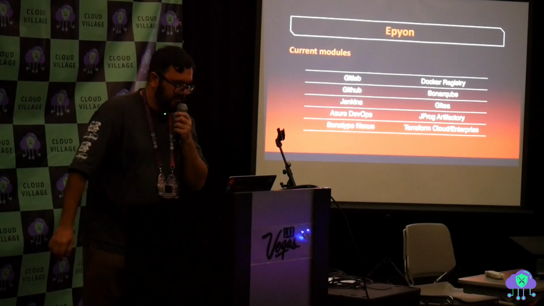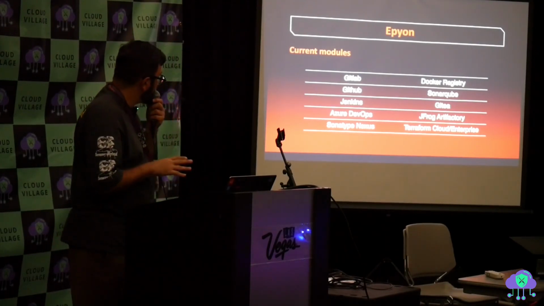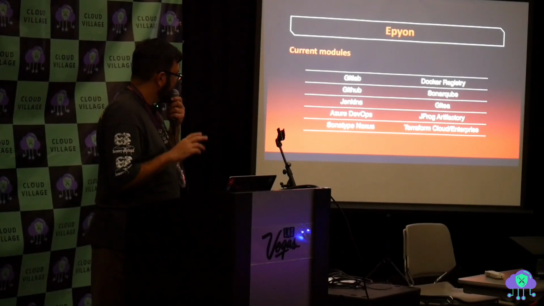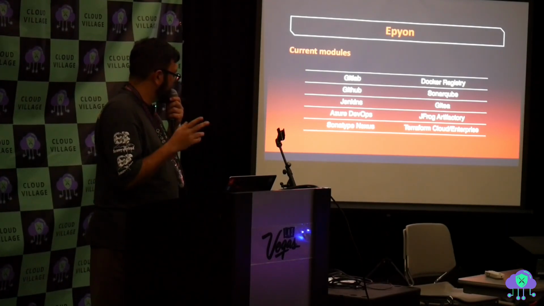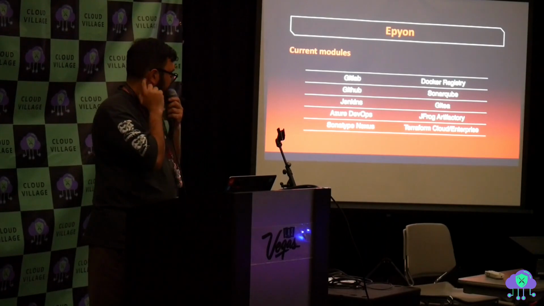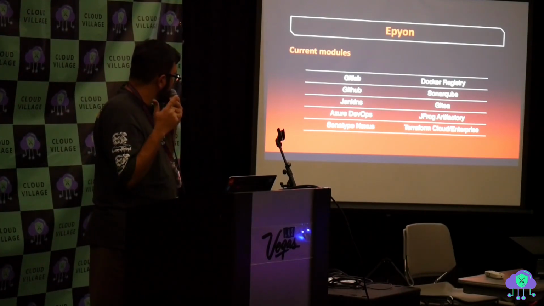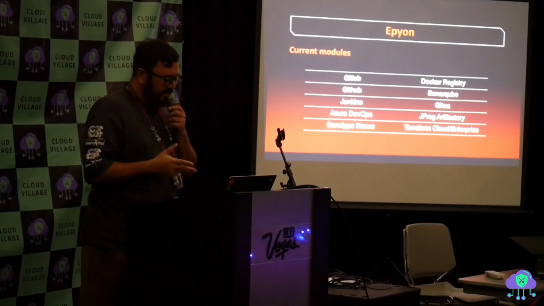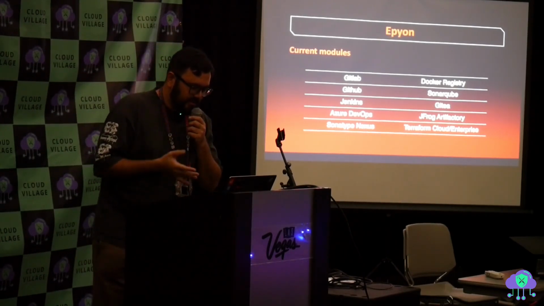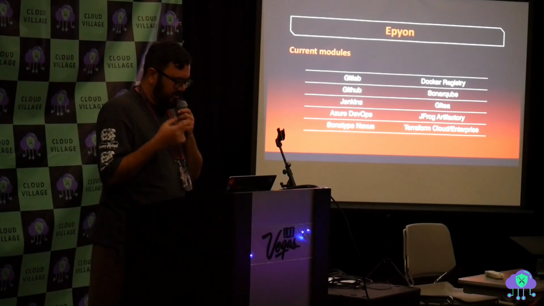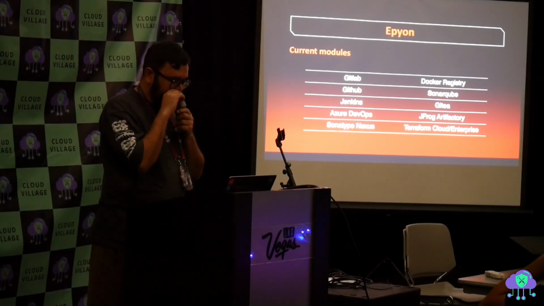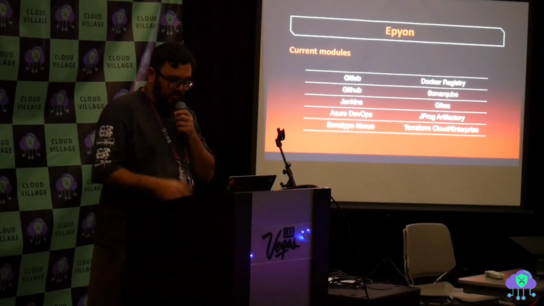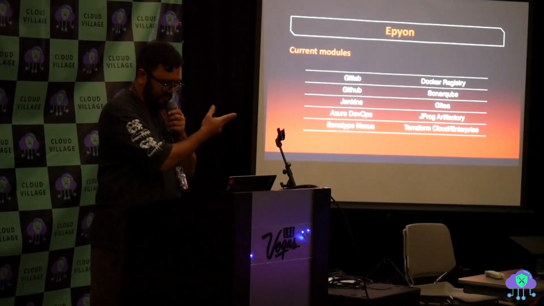This is the list of the current modules. So we have 10 modules. It's based on the most common tools that I found during pen tests for different clients. So we have the GitLab module, GitHub, and the GitHub module also works for GitHub Enterprise. Jenkins, Azure DevOps, Nexus, Docker registries, SonarQube, Gitea, JFrog Artifactory, and the latest one, which is Terraform Cloud, or Terraform Enterprise for on-premise Terraform.